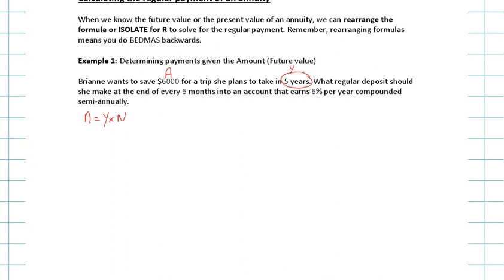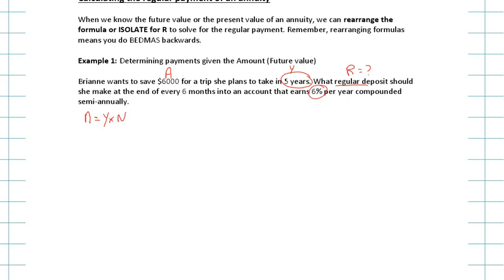It's not n years. The question is asking you, what regular deposit should she make at the end of every 6 months? So what are you looking for? R, right? The question is asking what regular deposit, so that is R, and I don't know what it is. I'm looking for it. If her account earns 6% per year, so that's your rate, you have to change it to make it into i.